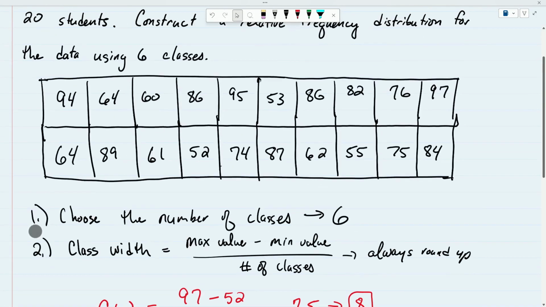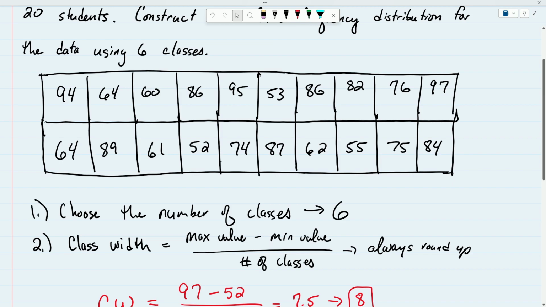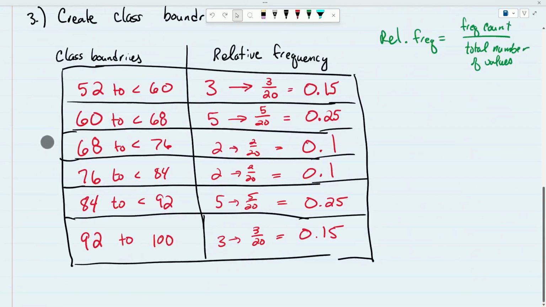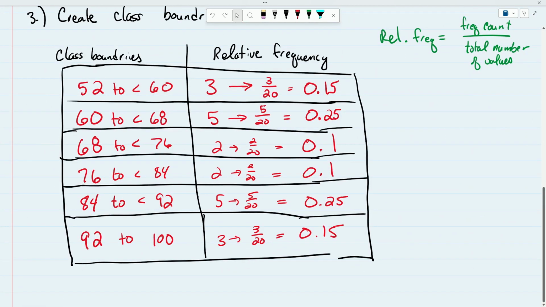And the hardest part about this, to be completely honest, is to go back to your data and just count the number of values that fall within each class. All right. So that's going to be the hardest part. Traditionally, I like to just scratch numbers out myself, but you could do whatever you want. I'm not here to reinvent the wheel. What I'm here to do is teach you how to construct a relative frequency distribution.